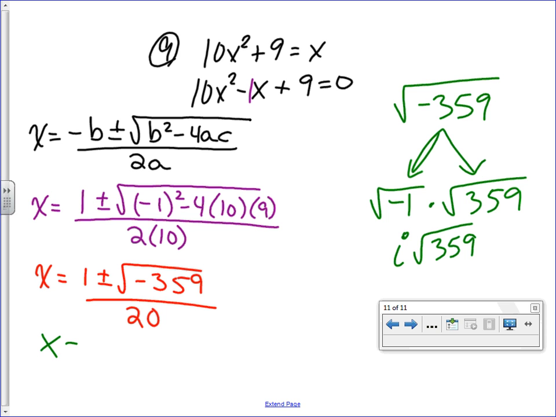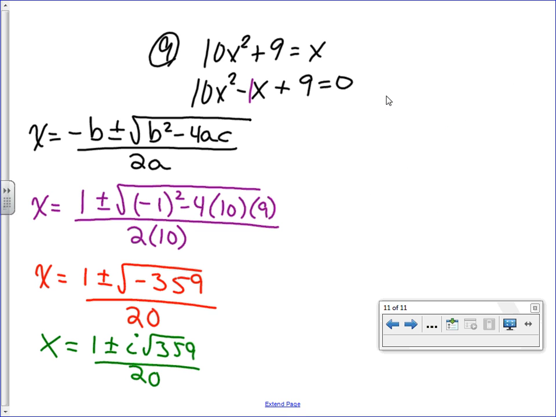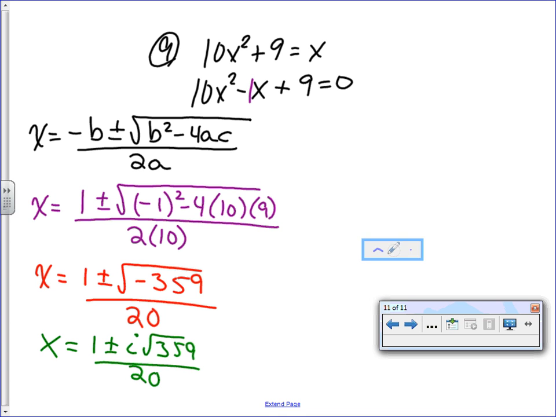So I'm going to come back over here, and I'm going to rewrite this as i square root of 359 all over 20. And if you look there, I've got a 1, an i, and a 20. Is there anything that goes into a 1, i, and a 20 evenly? No. So that pretty much means that we are done.